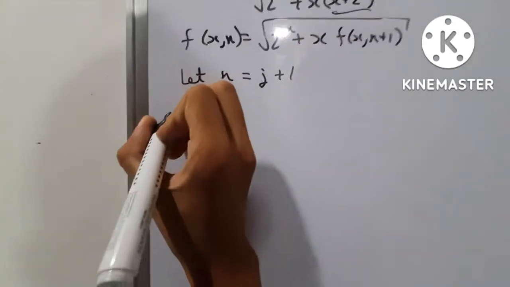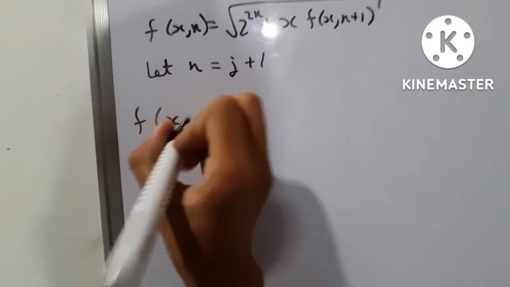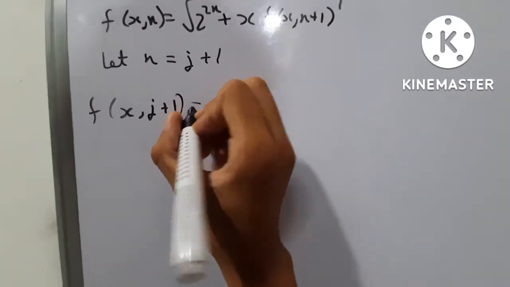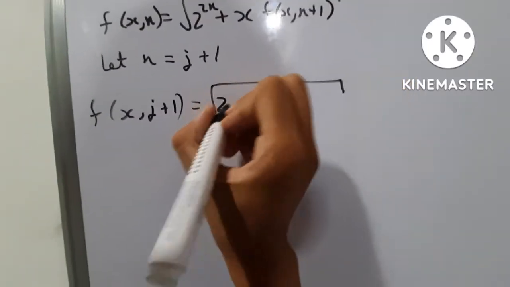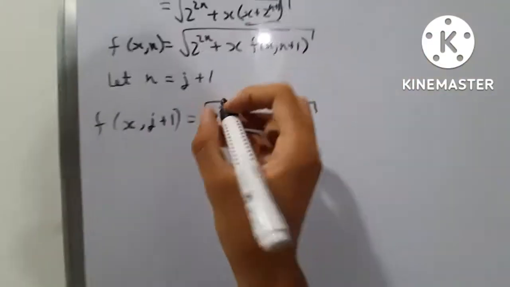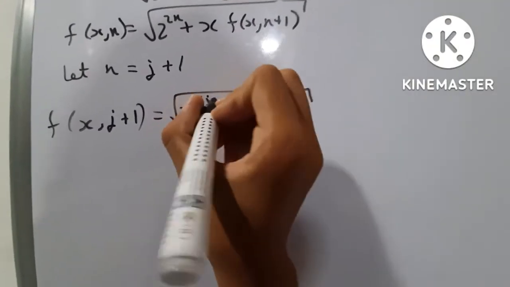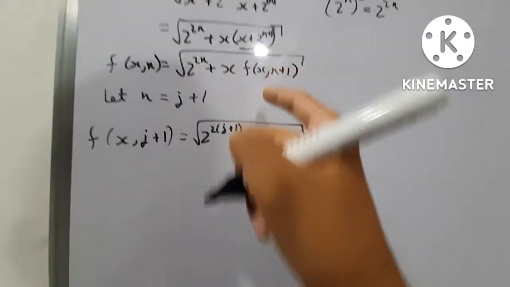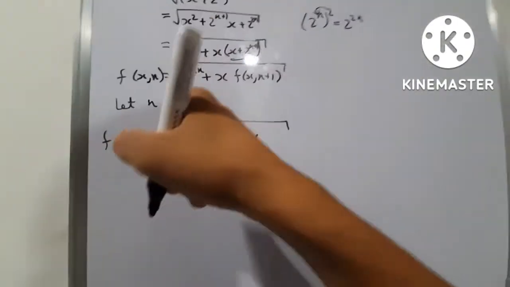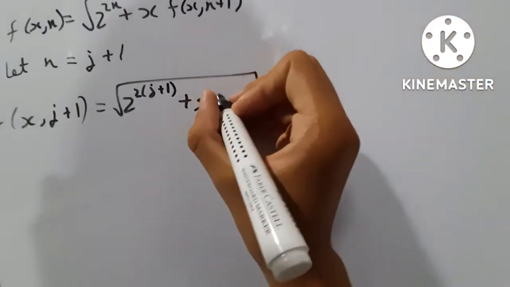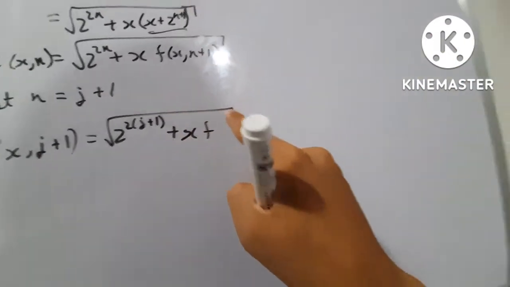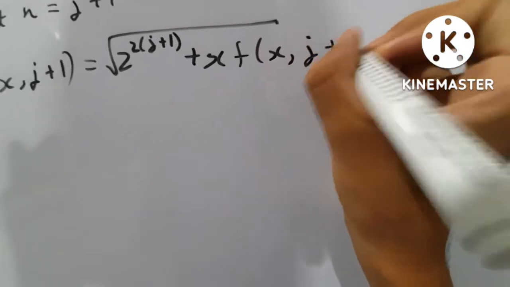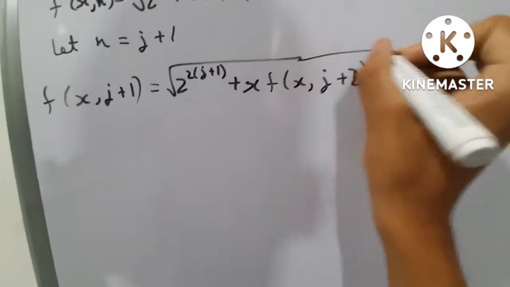So anyways, f of x comma j plus 1, right? That's just going to be equal to the square root of 2 to the 2 j plus 1, plus x remains the same, notice that. Then n plus 1 becomes j plus 2, f of x comma j plus 2.